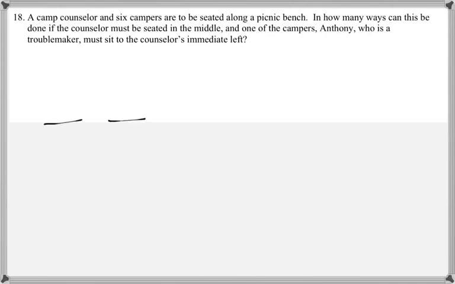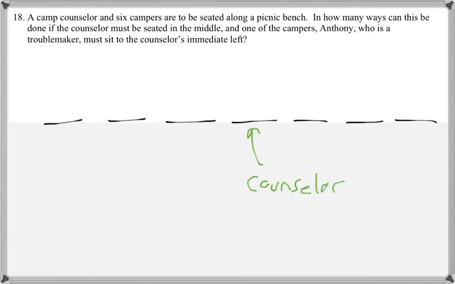So it's kind of a funny problem, but we have 7 different blanks, and because the counselor has to sit in the middle, so because this has to be the counselor, that is only one option. And because Anthony has to sit to the counselor's left, this has to be Anthony, which is also only one option. So we have 5 campers left.